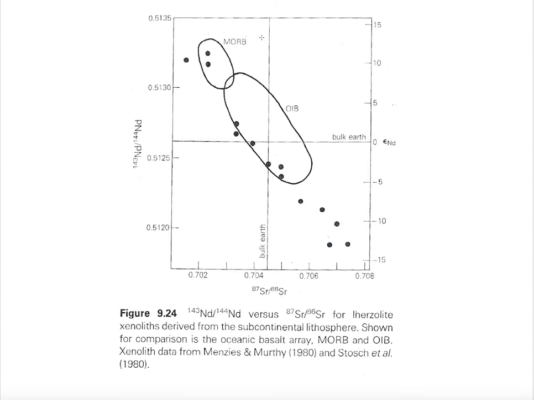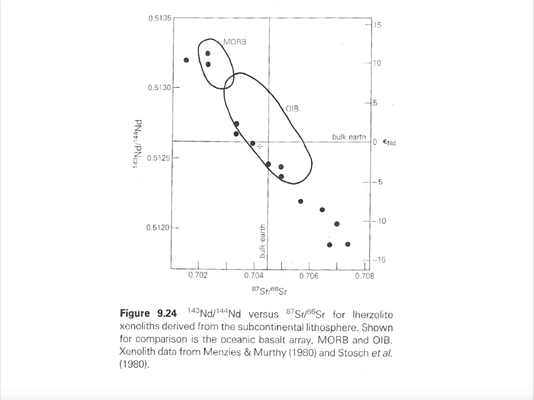And for a comparison, we are showing the oceanic basalt array. The oceanic basalt array, here we have the MORB, and here we have the ocean island basalts. And here we have the plot from the lherzolites from the subcontinental lithosphere, and they are correlating actually very well, or some of them, with the mid-ocean ridge basalt, and also with the OIB.